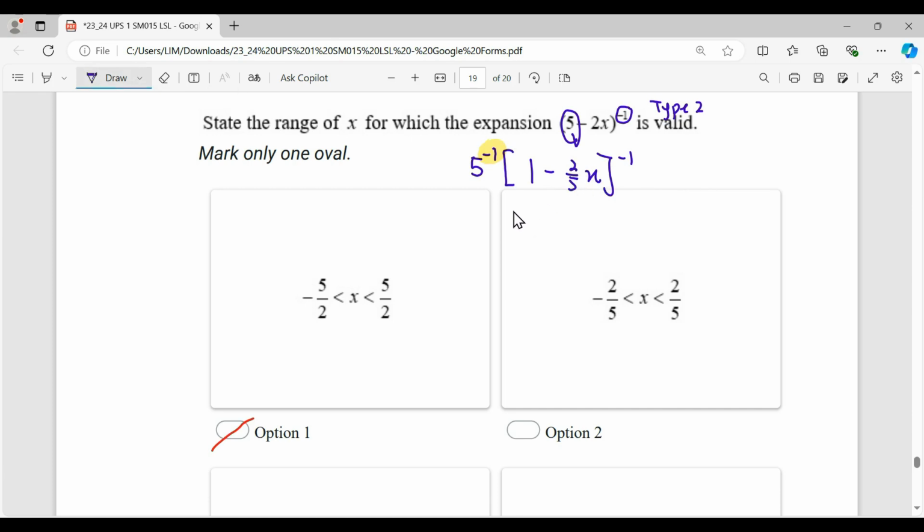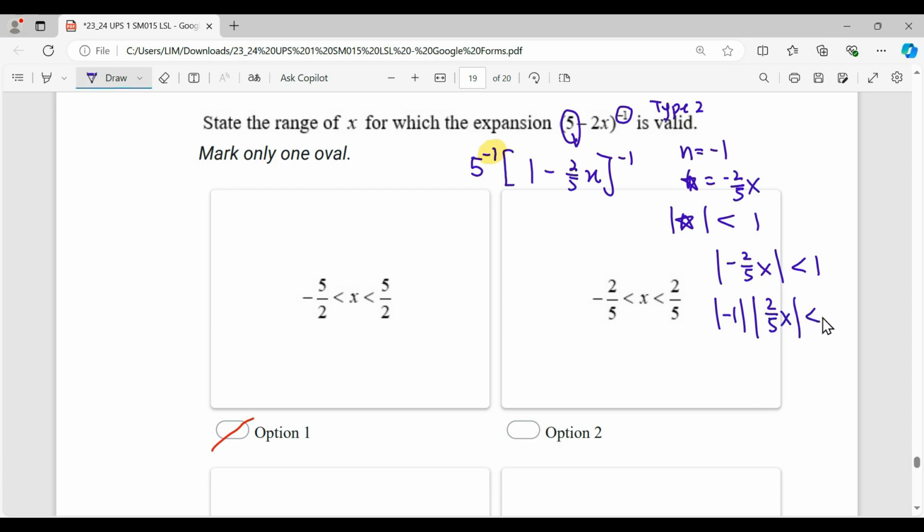To find the validity, we have n equal to negative 1. The star is negative 2 over 5 x. So validity is the modulus of the star less than 1. Therefore, it is modulus of negative 2 over 5 x less than 1. First of all, we solve the negative first. I take out the negative, so modulus negative 1, then modulus 2 over 5 x.